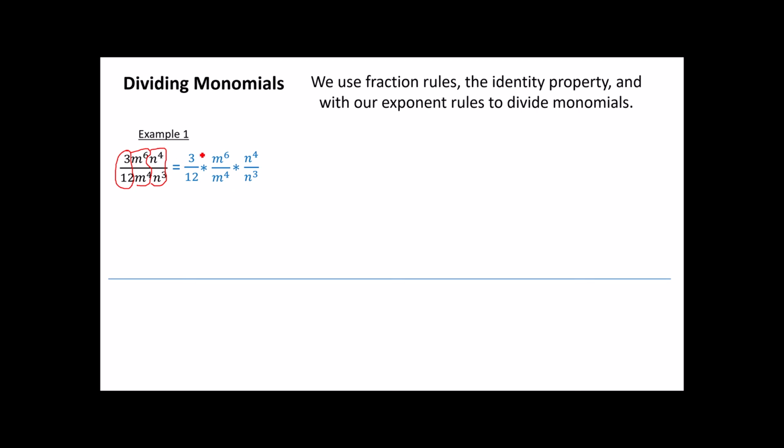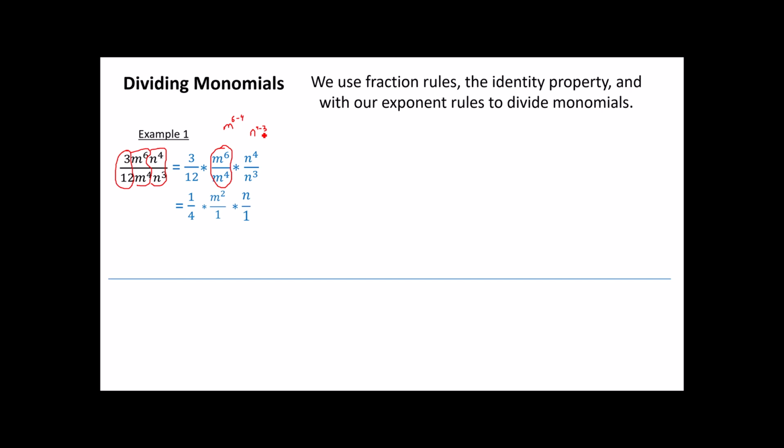For example, 3/12 I know is going to simplify to 1/4. If I have m to the 6th over m to the 4th, I know that can simplify. Now, we learned in a different lesson that if I have m to the 6th over m to the 4th, that is the quotient of powers property, which says all I have to do is subtract those exponents, which gives me m squared. And the same thing is done here on this last one. N to the 4th over n to the 3rd, the quotient of powers property says I can subtract those, and that makes this n to the 1st. Notice I don't write the 1 on n to the 1st.